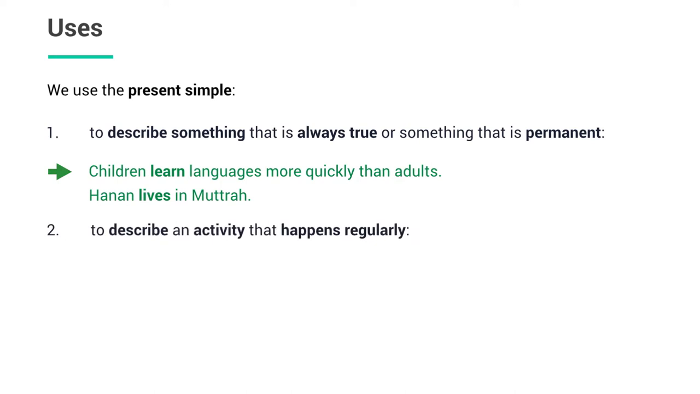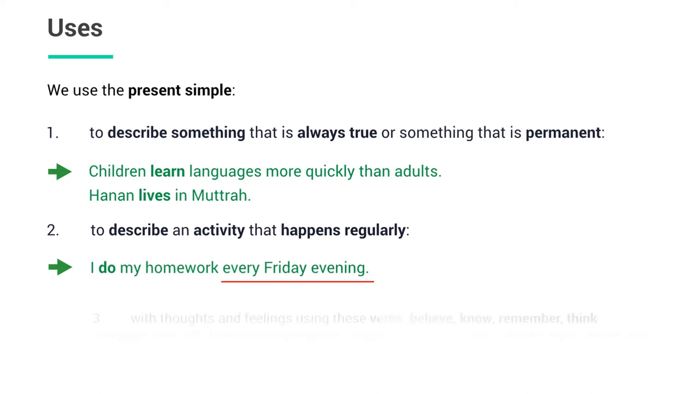Secondly, we also use the present simple to describe an activity that happens regularly. For instance, I do my homework every Friday evening. The phrase every Friday evening shows something is happening regularly. In this case, it happens every Friday evening, not just one or two days.